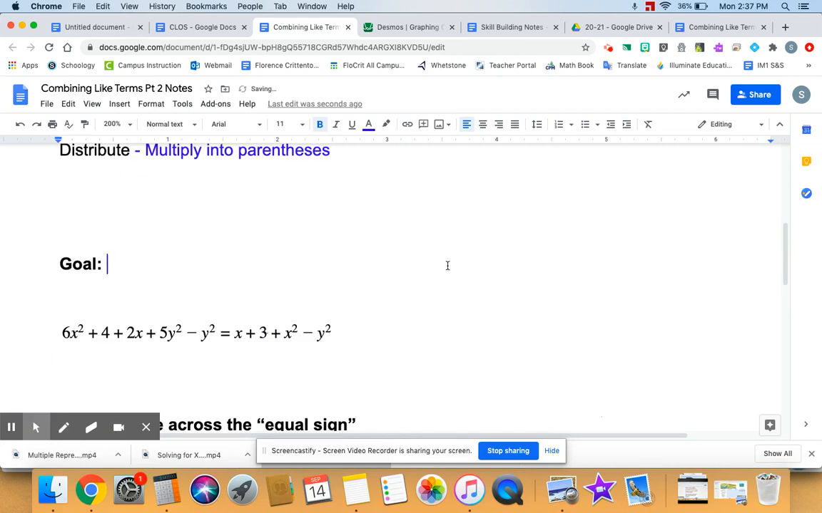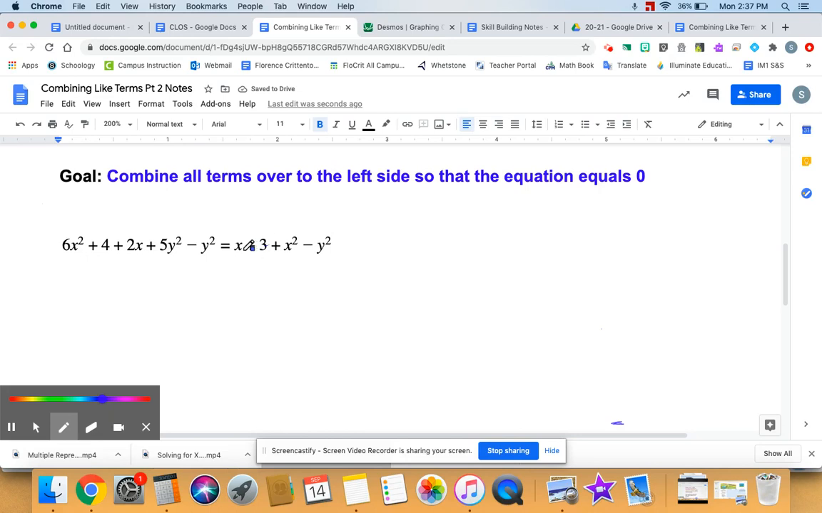So when we combine like terms and there's an equal sign involved, we have a goal. And our goal is to combine all terms over to the left side so that the equation equals 0. Here's our goal. All of these, we don't want them to be here anymore. We want them to all move over there so that at the end it's going to equal nothing, because we're going to make them all go away from the right side and all move over to the left side. So how are we going to do that?